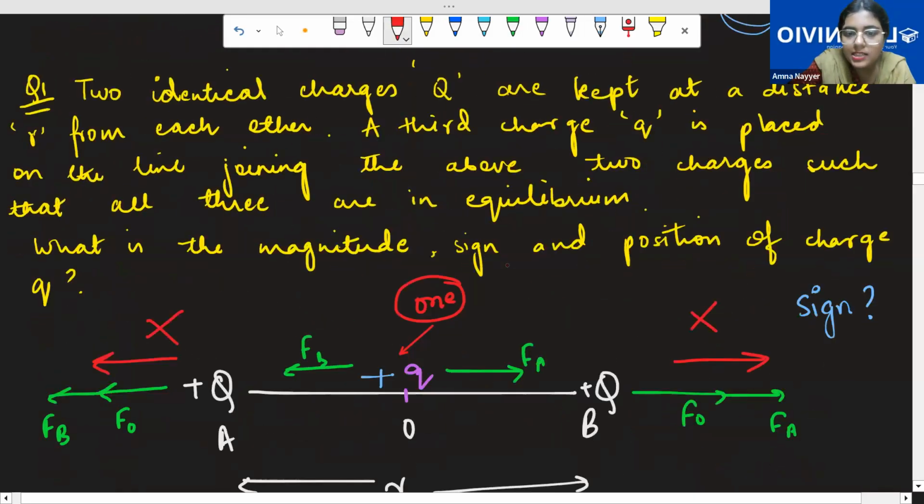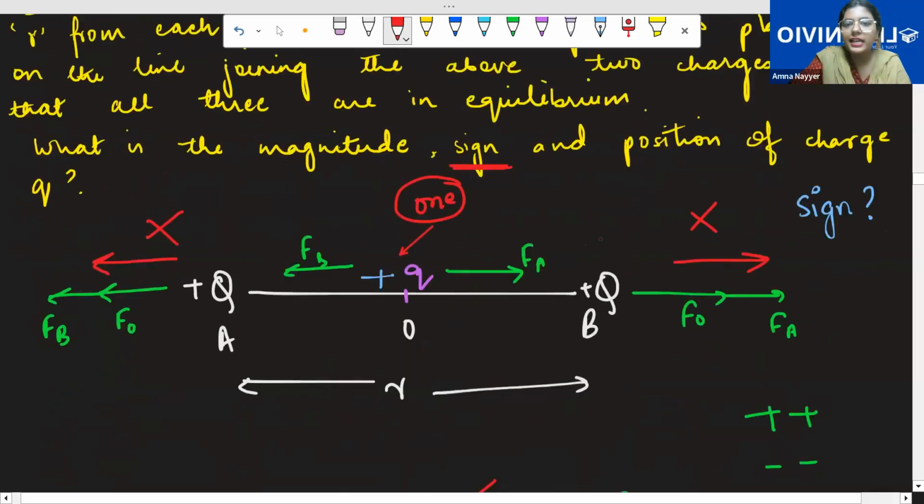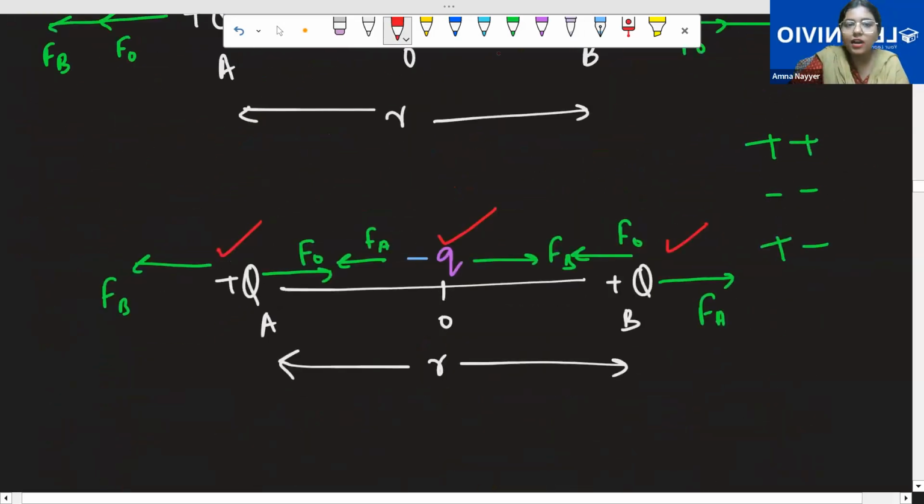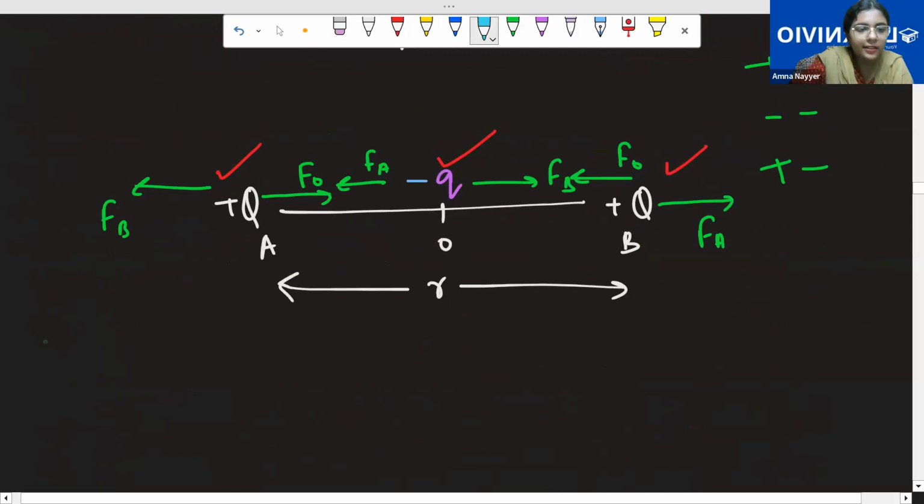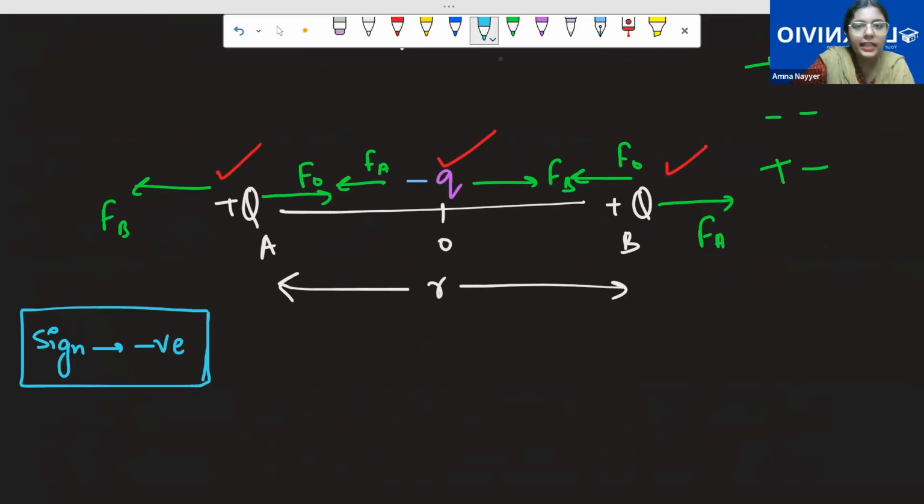So the question was the sign of the charge. Can we finally conclude after this whole discussion that the sign of this charge should be negative? Is that clear? Yes, ma'am.